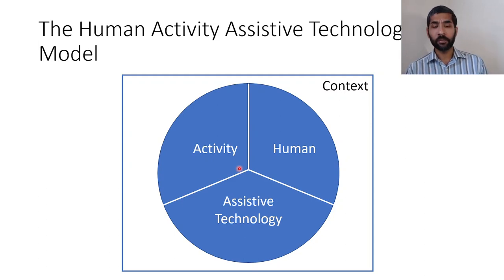Because sometimes we tend to think that, oh, here's a person with a disability, and what we want to do is give them some technology that would completely take away that disability. But maybe that's not what a person wants. All a person wants to do is one specific task.